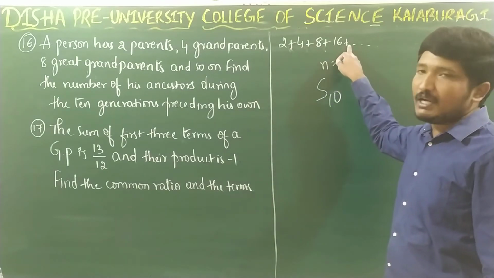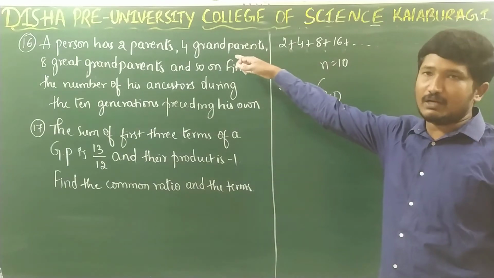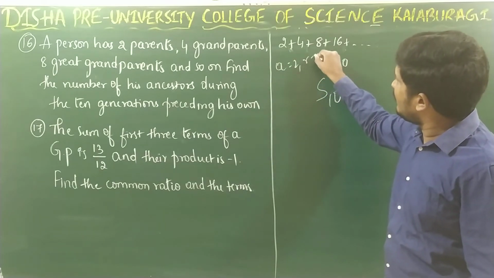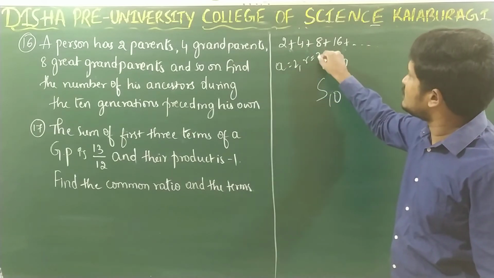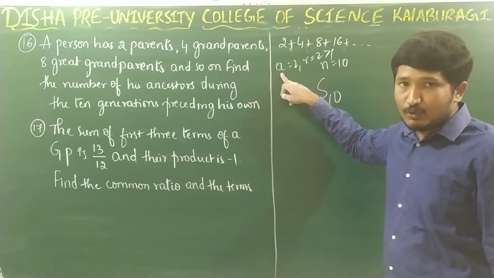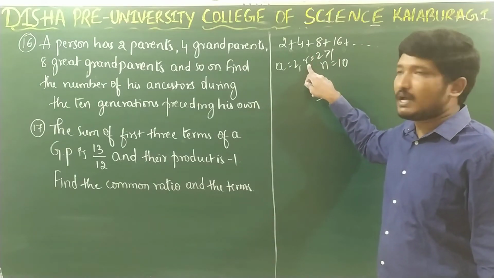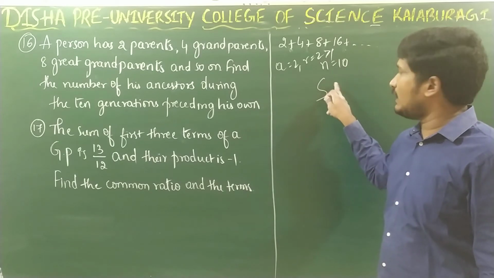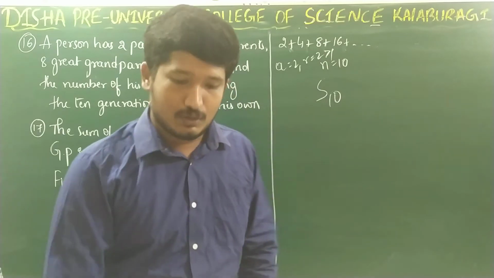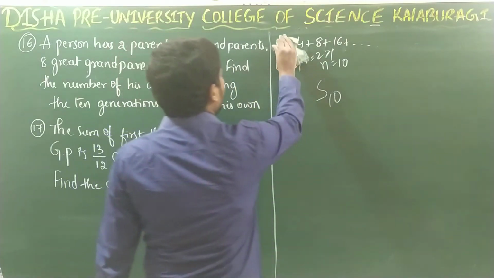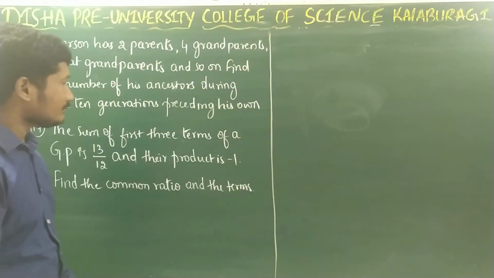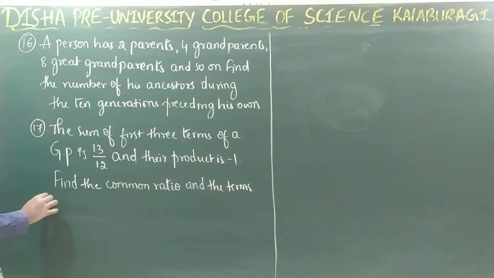From this geometric series, I will get the value of a as 2. The common ratio is a2 by a1, 4 by 2, which is 2. It is greater than 1. So you know the formula for Sn. Substitute the value of a, the value of r, and the value of n, and calculate the value of S10. So this will be for your homework. It is very easy. Next. So observe this.